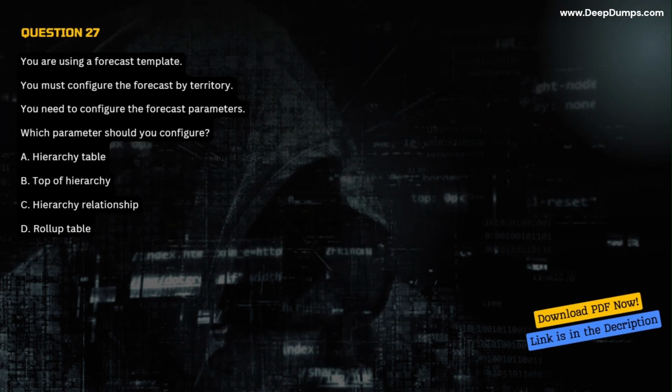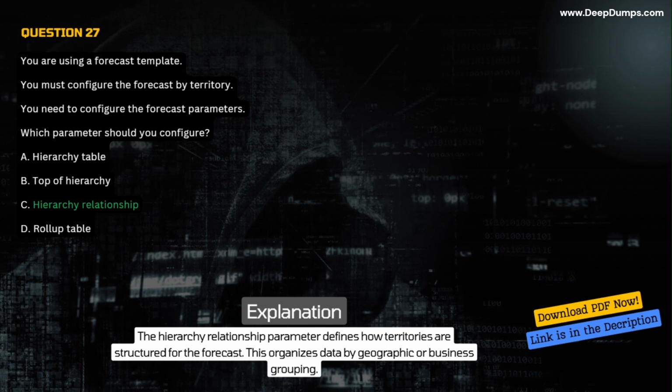Question 27. You are using a forecast template. You must configure the forecast by territory. You need to configure the forecast parameters. Which parameter should you configure? A. Hierarchy table. B. Top of hierarchy. C. Hierarchy relationship. D. Rollup table. Correct answer C. Hierarchy relationship.